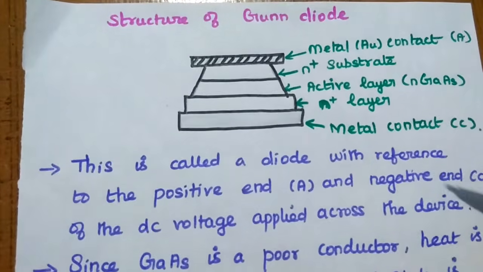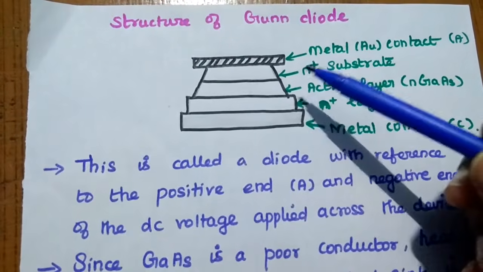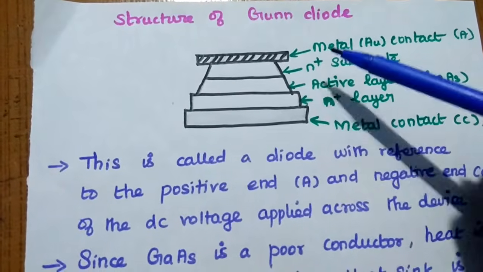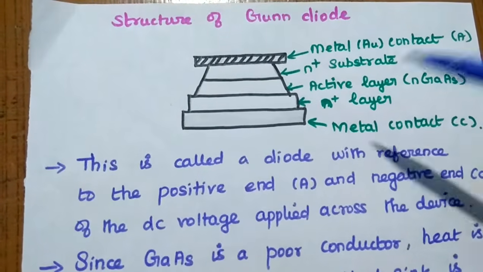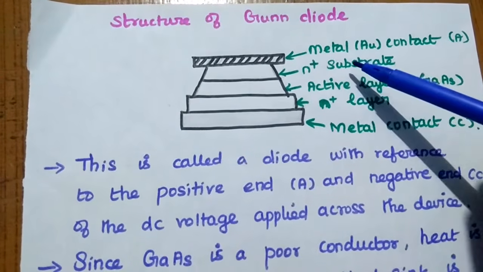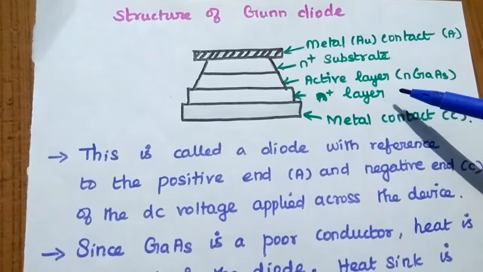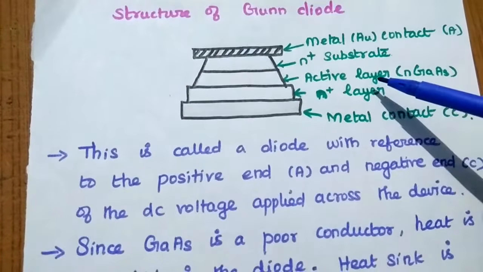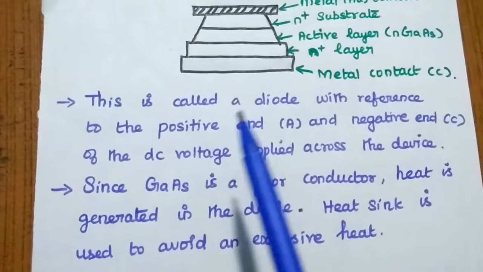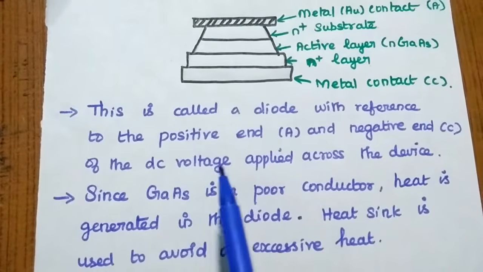So next, structure of Gunn diode. As we already discussed, in that structure all the layers are N-type. So there are metal contacts on both sides to create an ohmic contact with the battery terminals, right? So here N plus substrate, that is heavily doped N-type substrate, at both ends. In between we are having active layer of gallium arsenide.